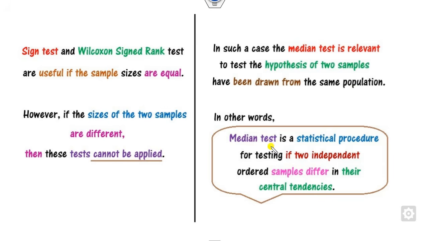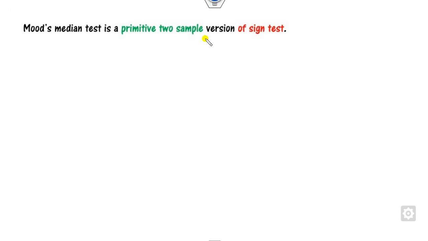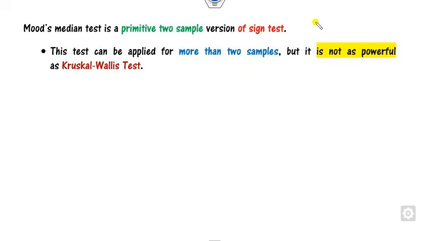Or you can say the median test is a procedure for testing whether two ordered samples differ in their central tendency. Central tendency here is particularly the median. This is the primitive two-sample version of the sign test, or of the one-way ANOVA. It is useful also for two samples, but it is not as powerful as the Kruskal-Wallis test. This is the alternative to the one-way ANOVA in non-parametric testing of hypothesis.